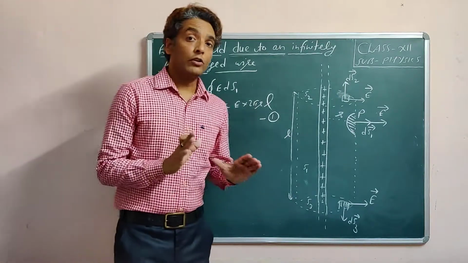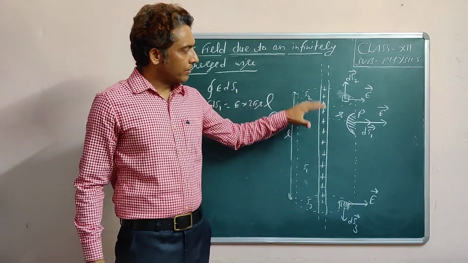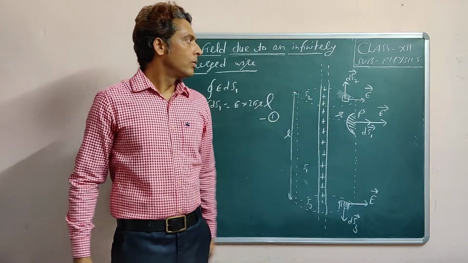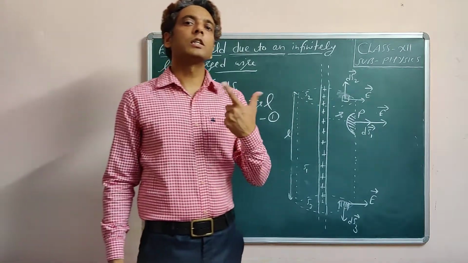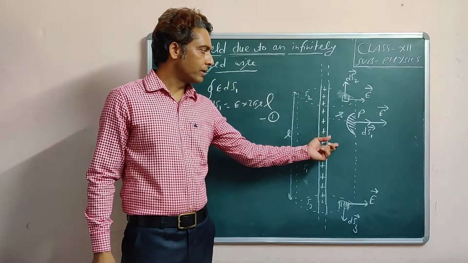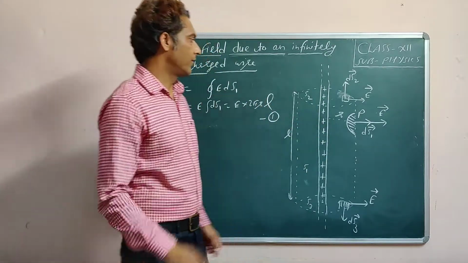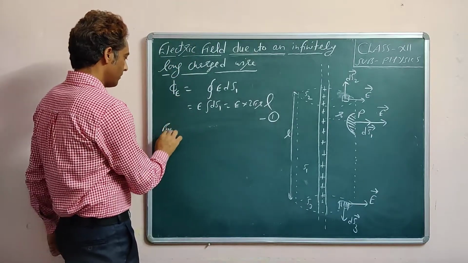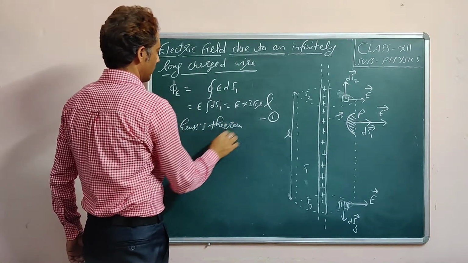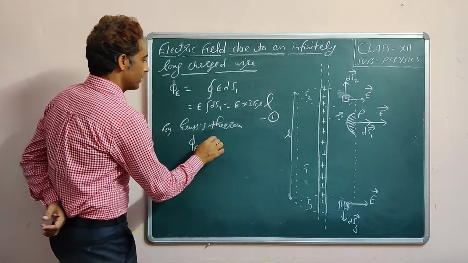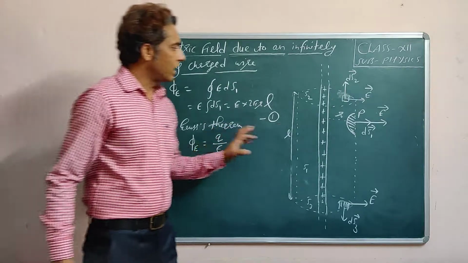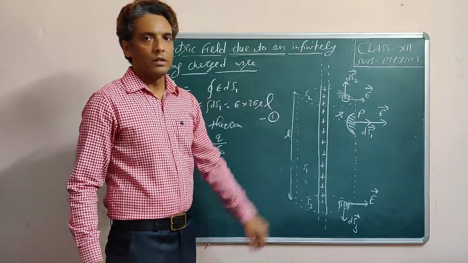Now we have seen in Gauss theorem the electric flux through a closed surface is always equal to 1 over epsilon naught times the charge enclosed by that closed surface. So if we assume that this closed surface encloses charge q, then by Gauss theorem, phi E, electric flux, is equal to q over epsilon naught, where q is the charge enclosed by this closed surface.